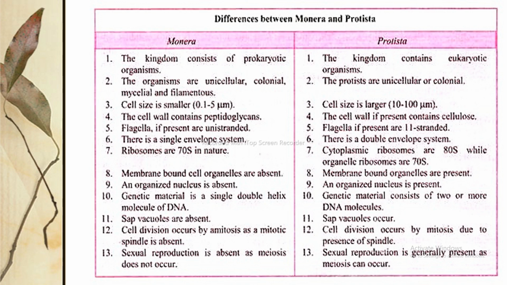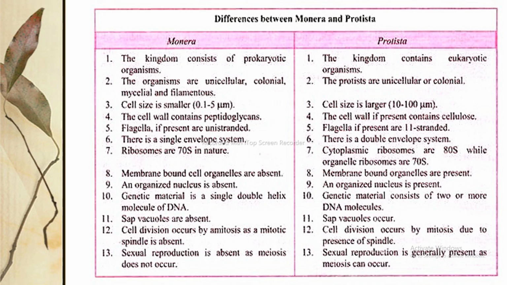There is a single envelope system. There is a double envelope system. Ribosomes are 70S in nature. So the cytoplasmic ribosomes are 80S while organelle ribosomes are 70S. Membrane-bound cell organelles are absent. Membrane-bound organelles are present. An organized nucleus is absent. An organized nucleus is present.